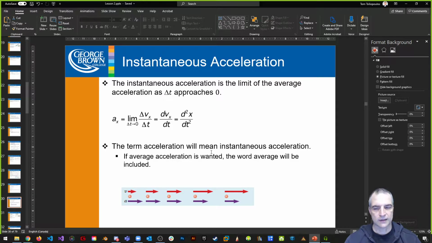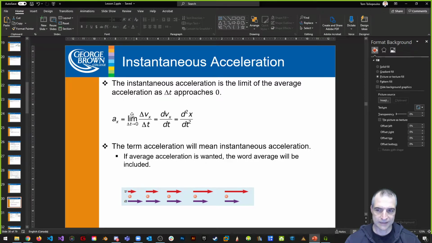The instantaneous acceleration is very similar to the average acceleration. We take the delta v as an example, delta velocity over delta time, and we get these deltas. We get the delta velocity over the delta time on the x-axis, which is equal to delta x squared over delta time squared. That's what it looks like.